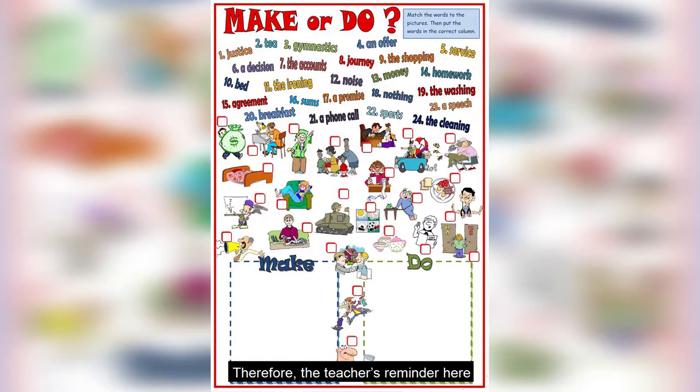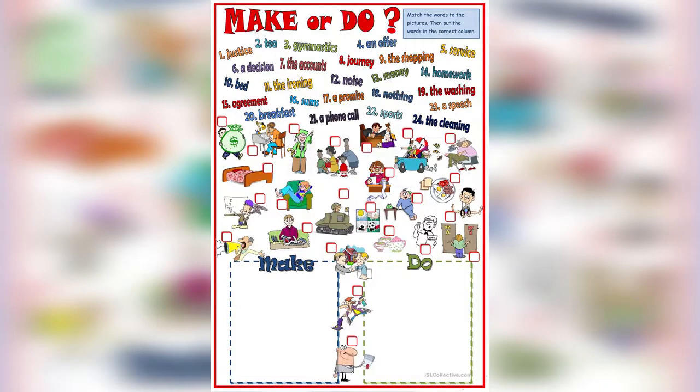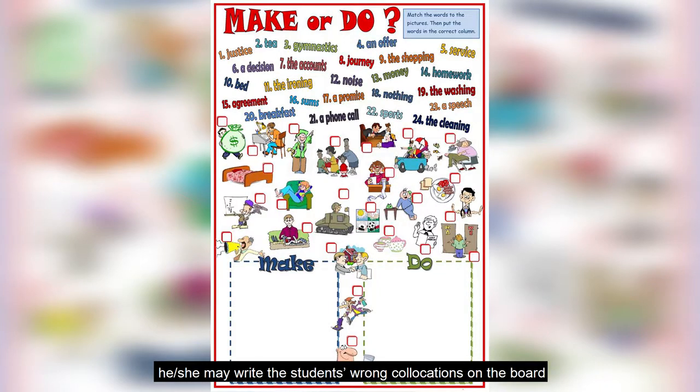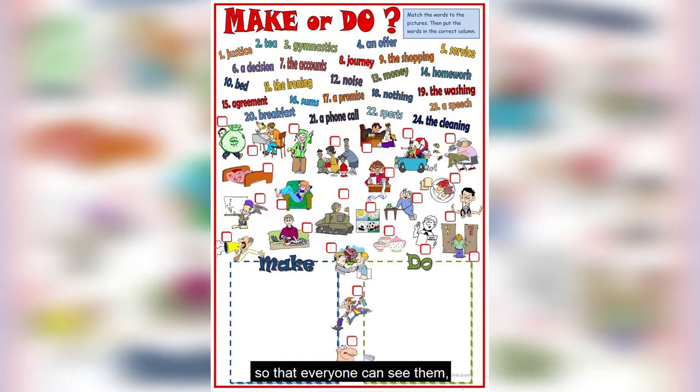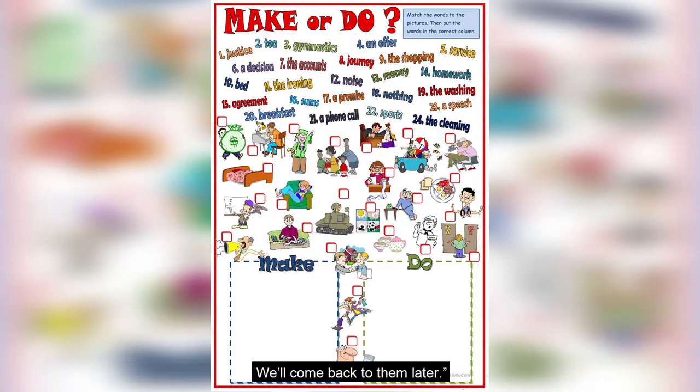Therefore, the teacher's reminder here is that once the teacher identifies a knowledge gap from this activity, he or she may write the students' wrong collocations on the board so that everyone can see them and tell the students that these are some of the mistakes you guys made. We'll come back to them later.